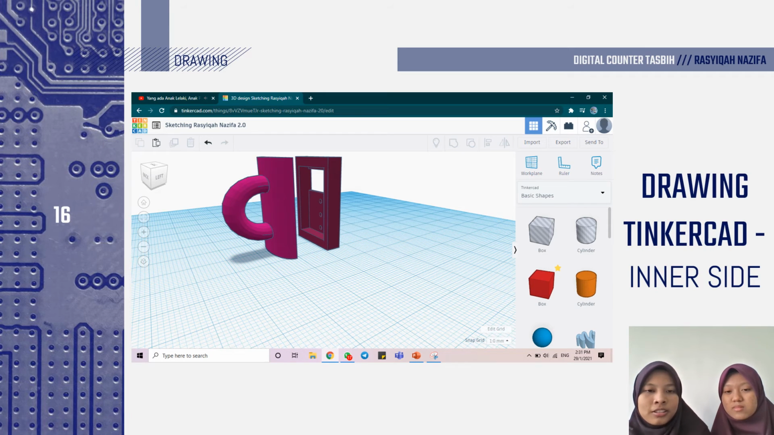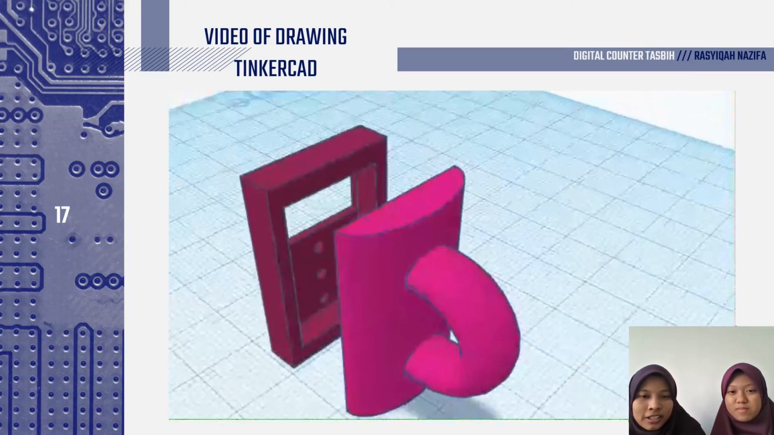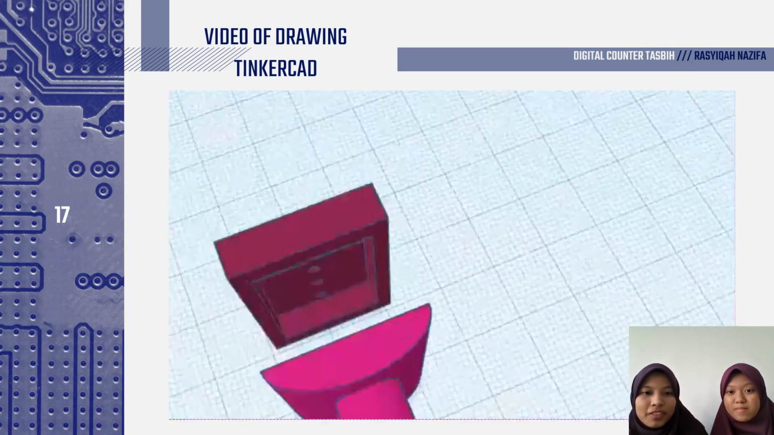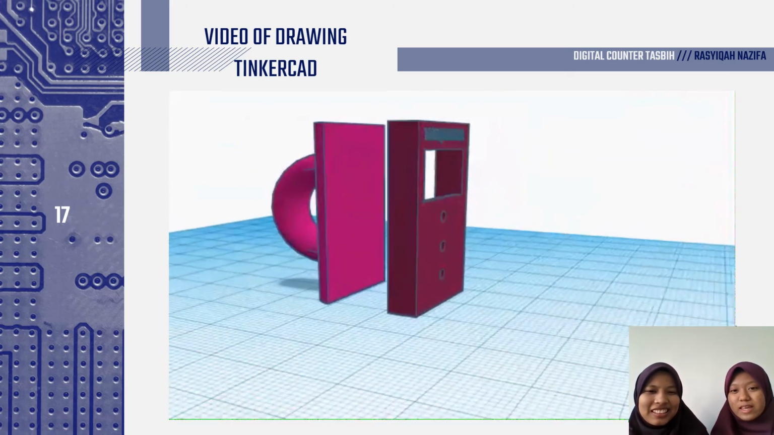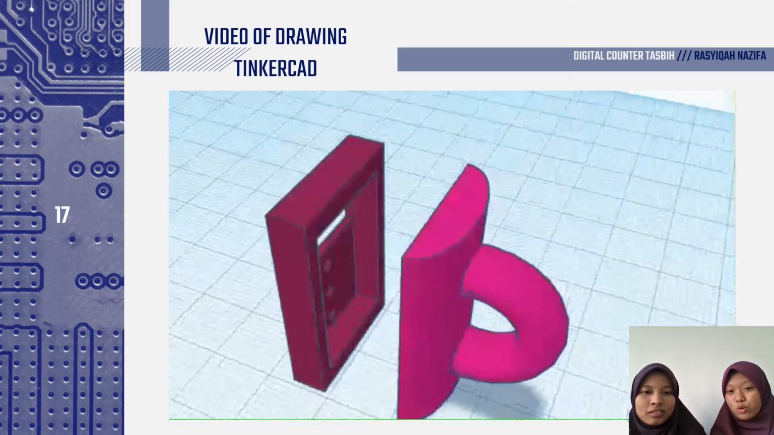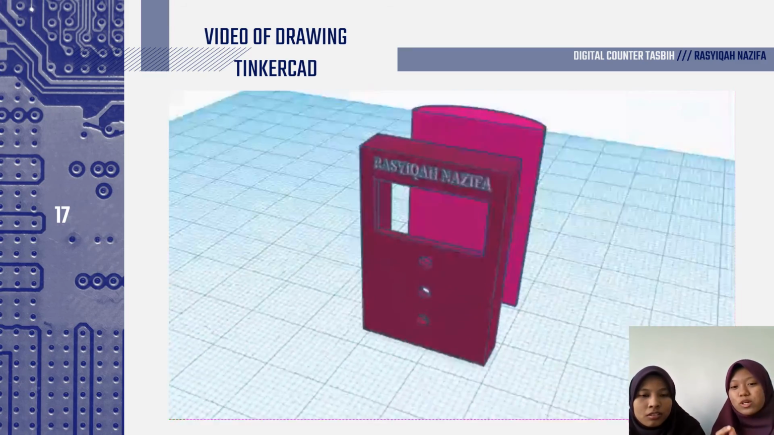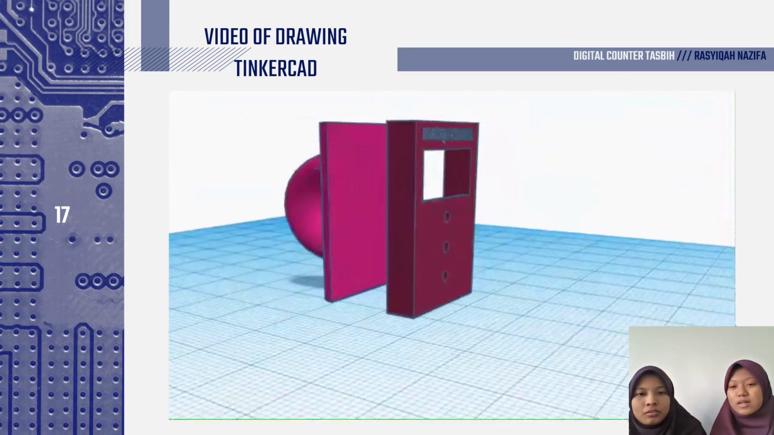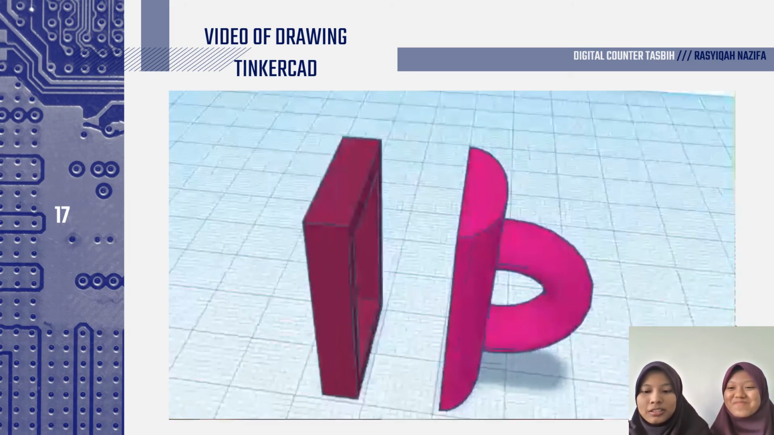And then here you can see the inner side, which is the inner side of the front casing. So here is our video. We can see clearly that our casing is moving like that. And we can see how we create and slice the hole in the casing to put the LCD, to put the components, all the wires we need. So this is the short video only.